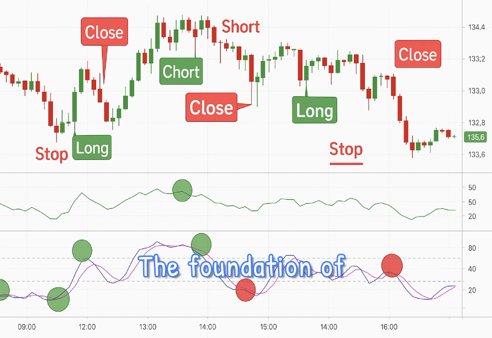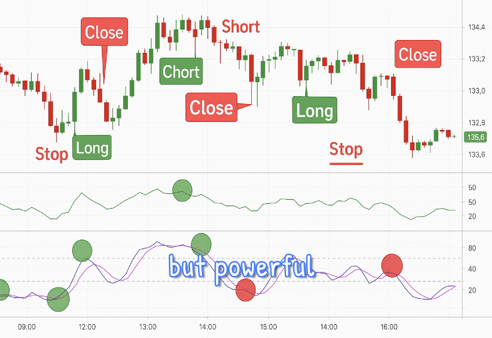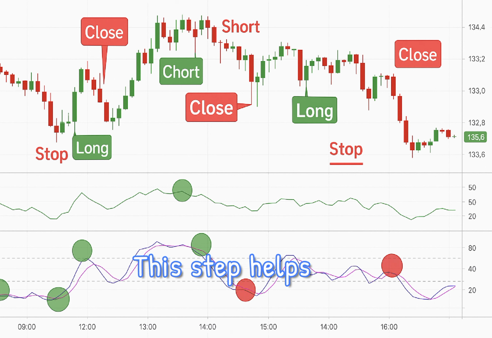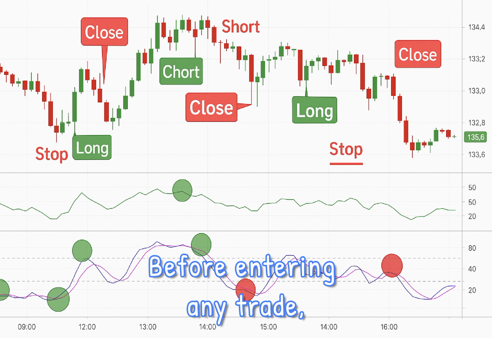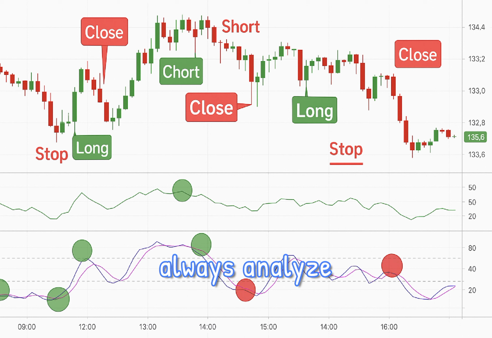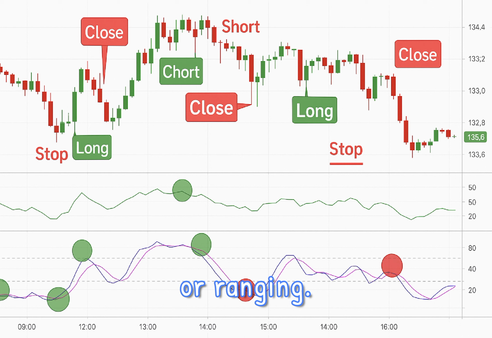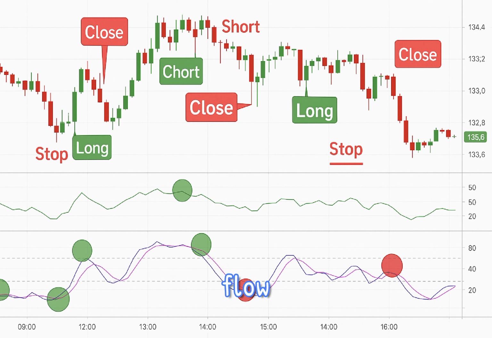The foundation of the CHoCH strategy is built on one of the most basic but powerful concepts, market structure. You need to learn to identify higher highs and higher lows in an uptrend and lower highs and lower lows in a downtrend. This step helps you understand the market's current direction. Before entering any trade, CHoCH traders always analyze the recent price action to determine whether the market is trending or ranging. This avoids taking random trades and helps you align with the bigger flow of money.